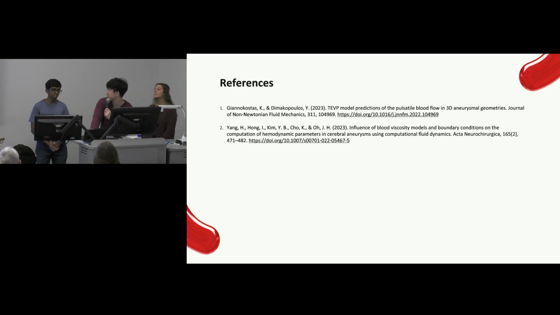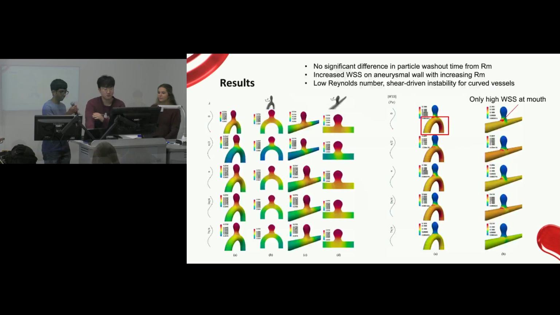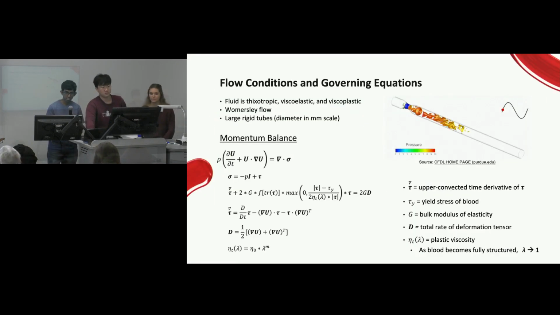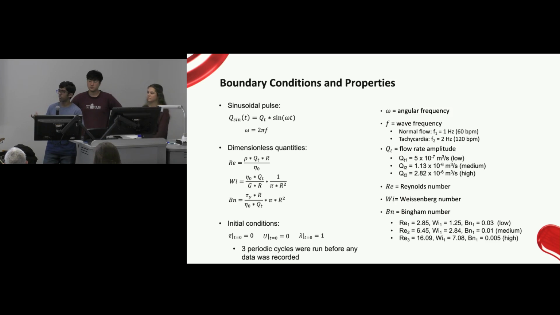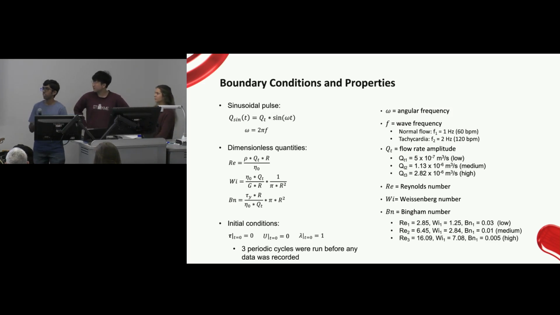Yep. Well, what's your boundary condition for your governing equations again? Was it the sinusoidal wave? Yes. Oh, next slide. Yeah, this one. Yeah, it was essentially the sinusoidal pulse that you see here. So that incorporates the flow rate for, you know, the actual blood flow, but also the sinusoidal component to incorporate the pulsatility. So, I guess, the kind of forward and backward pressure gradient. So yeah, it was essentially that.